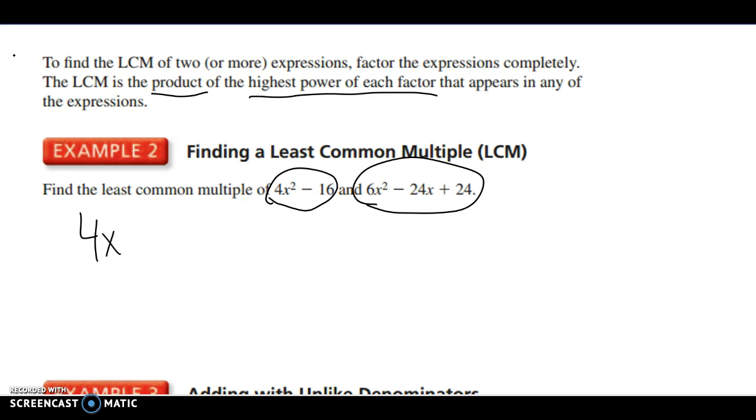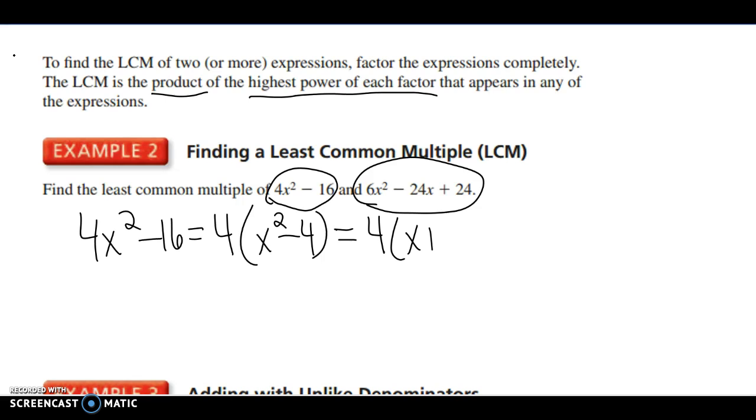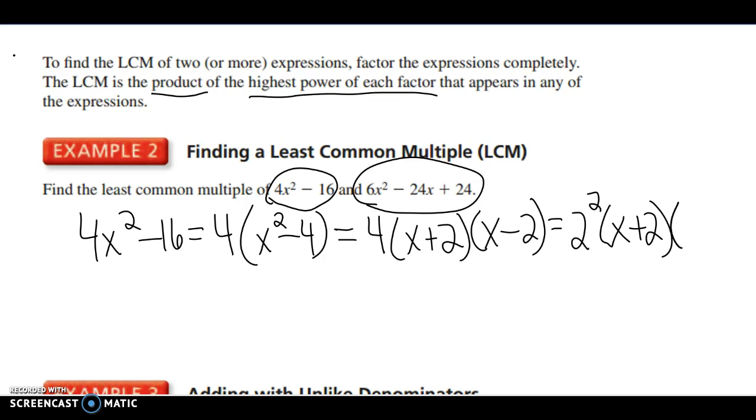So 4x squared minus 16 equals, I can take out a 4, and I'm left with x squared minus 4. And then x squared minus 4 is a difference of two squares, so I can factor that. So I'm going to say that's 4 times x plus 2 times x minus 2. And we are going to write 4 as 2 squared, but that won't always happen. It's only if it's a perfect square.